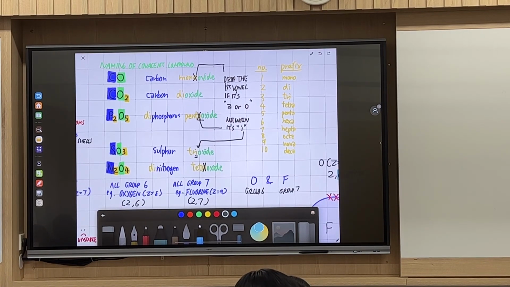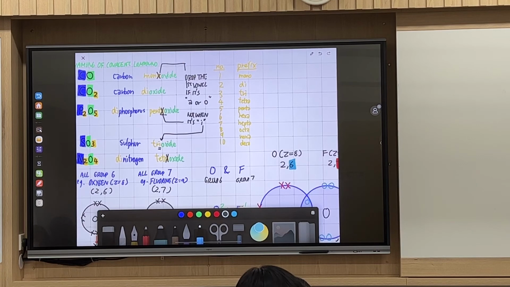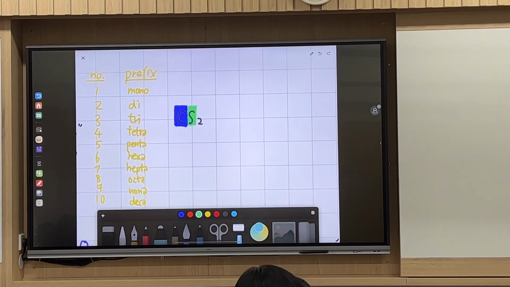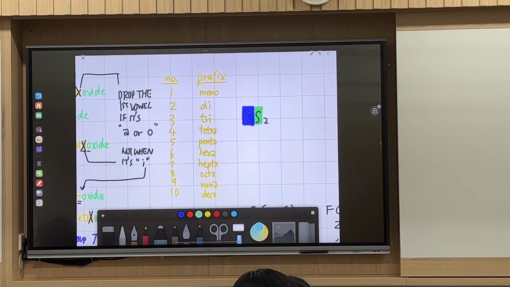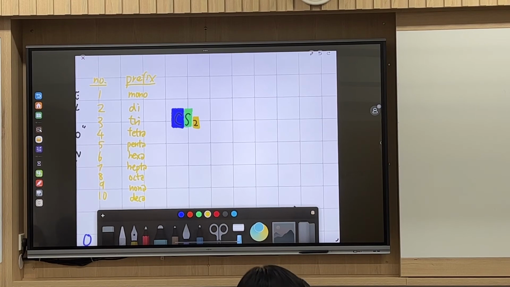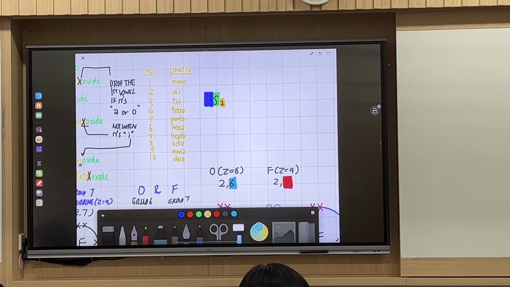What about this one? What about CS2? What do you call CS2? Try this, everyone. Carbon. What do you use to describe number 2? Disulfide. Yeah, so therefore, to answer your question, you don't always have to drop something. You don't have to drop anything in here.